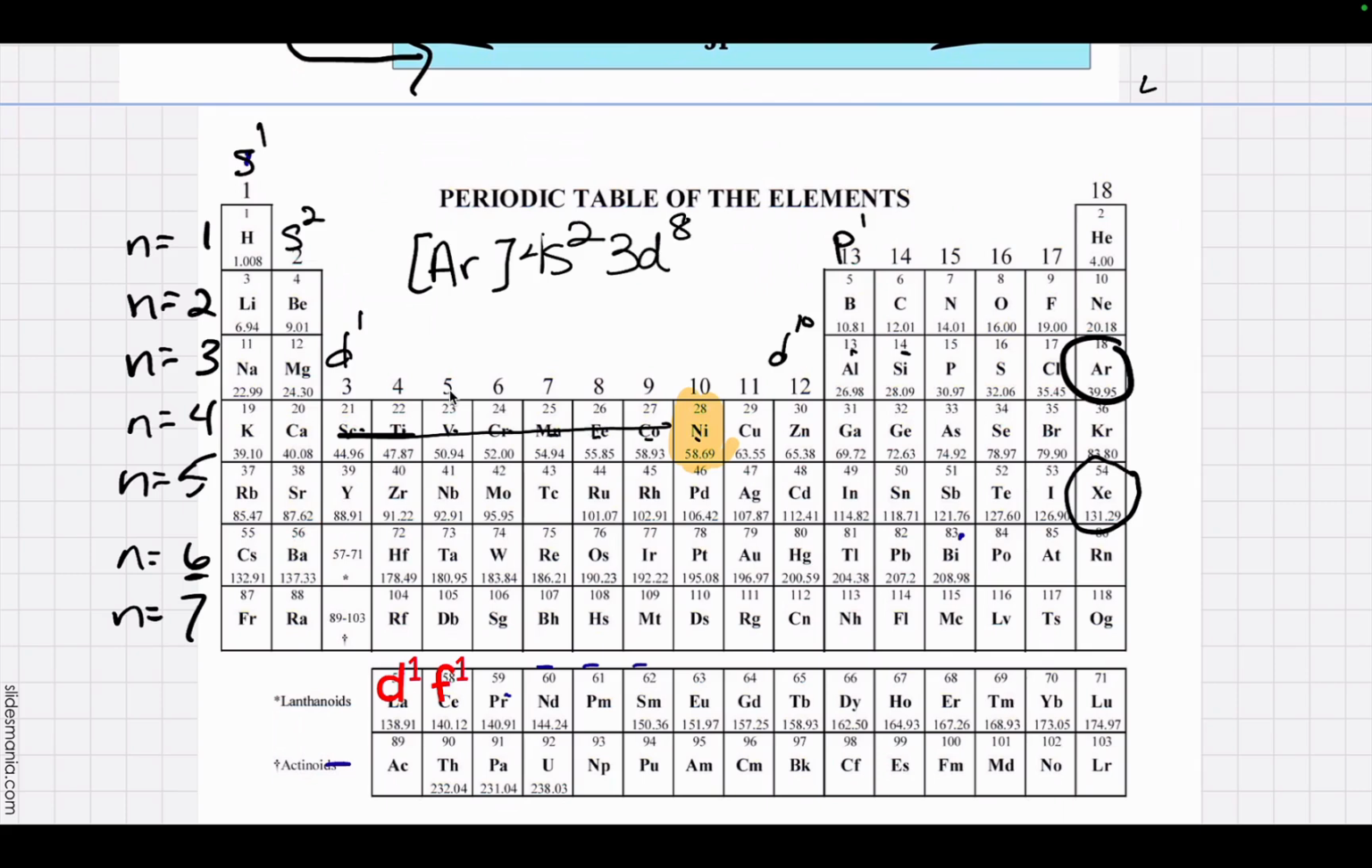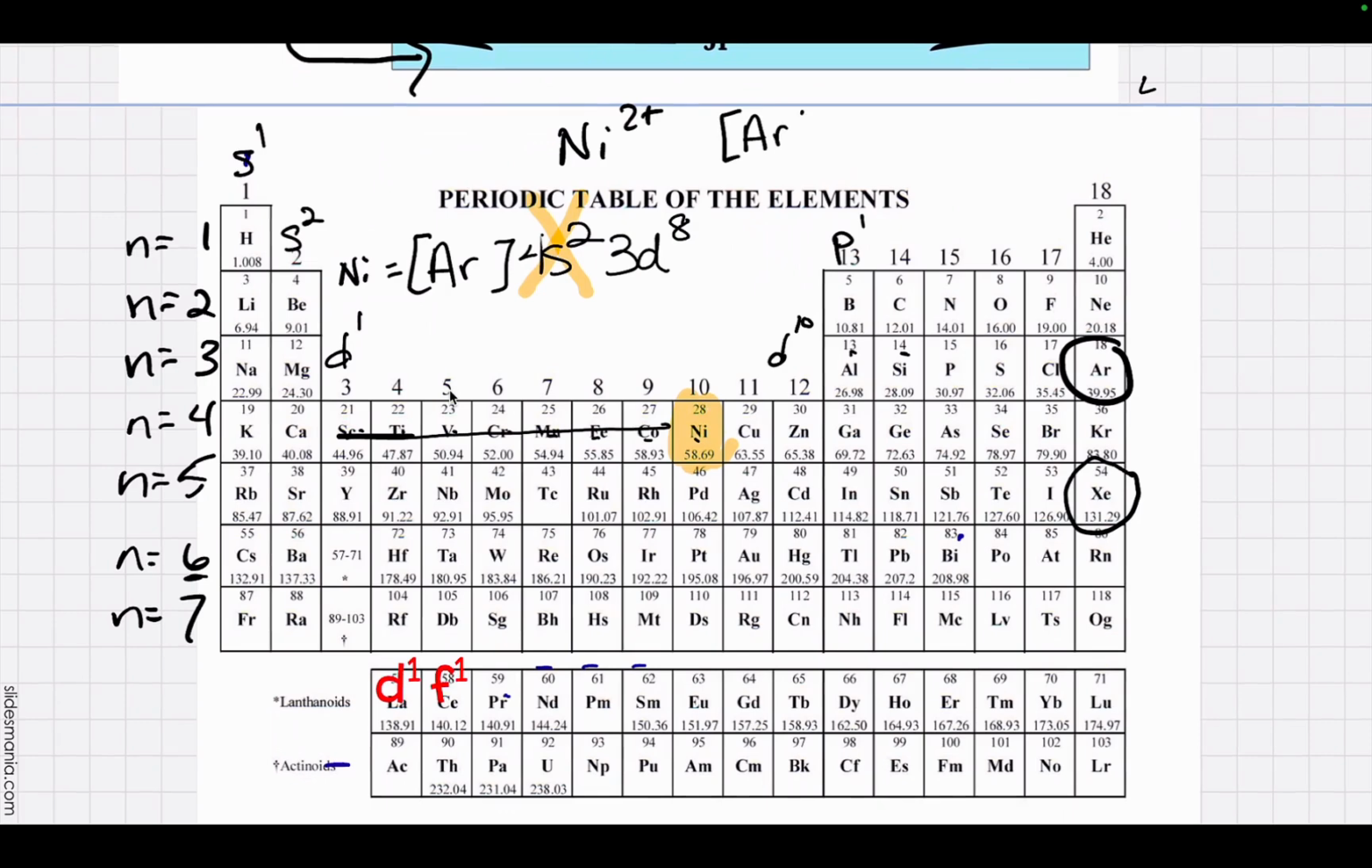So that's nickel. But if nickel were nickel plus 2, the ion, that means there are going to be 2 electrons that are lost. The electrons that are going to be lost are always going to be the s electrons first. So we're going to get rid of these 2 electrons. So the nickel plus 2 ion would have an electron configuration of argon and then 3d8.